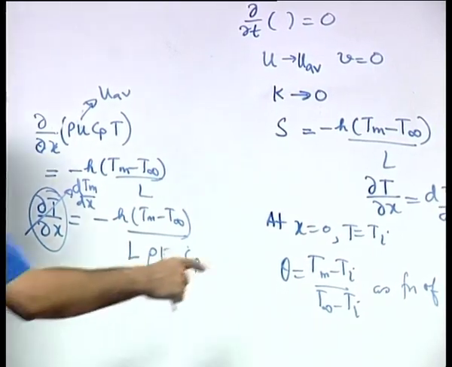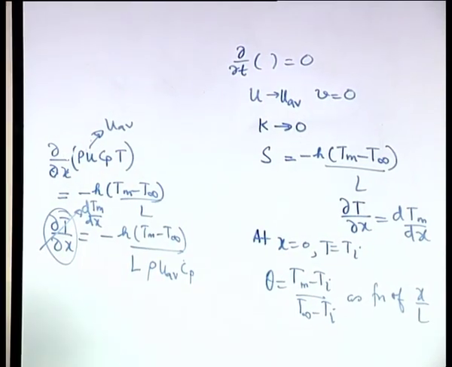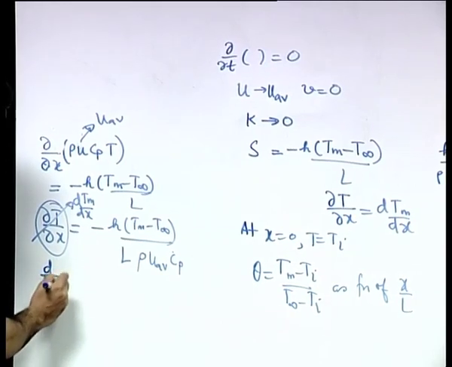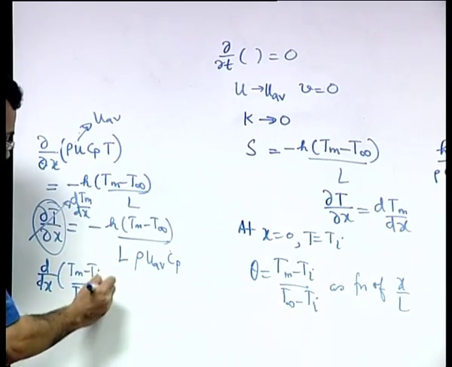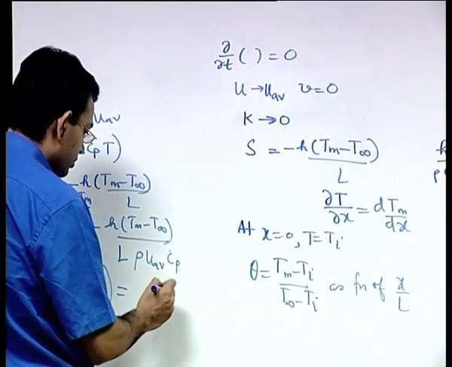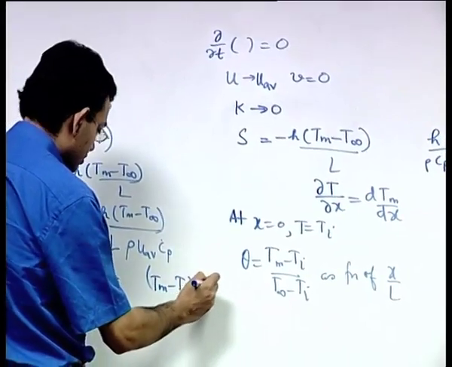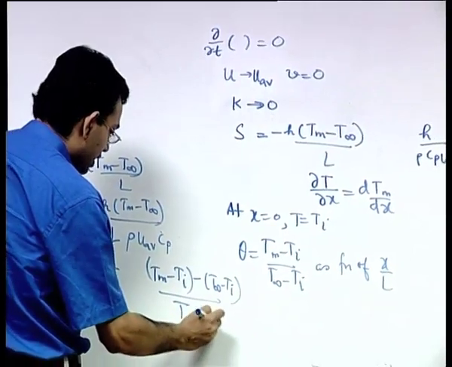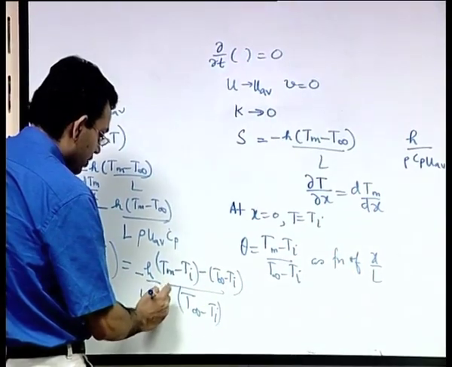Now if you define theta is equal to Tm minus Ti by T infinity minus Ti, then what you will get? So d dx of Tm minus Ti by T infinity minus Ti. So here you can write Tm minus Ti minus T infinity minus Ti by T infinity minus Ti in the right hand side, minus H by L rho U average Cp.